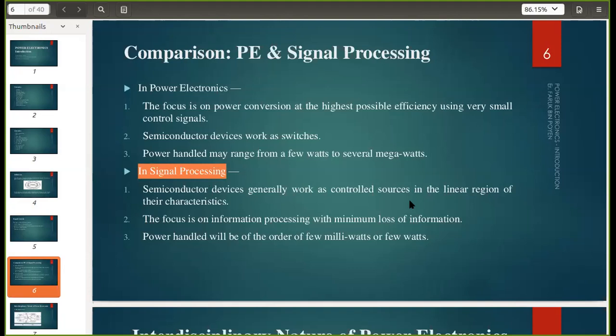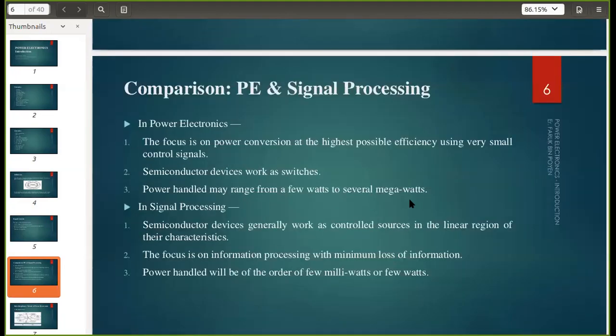So this is how we compare power electronics and signal processing mechanisms. With this comparison, I will conclude today's topic, the introduction to power electronics. In my next class, I will be dealing with how power electronics plays a very important role in developing its applications.